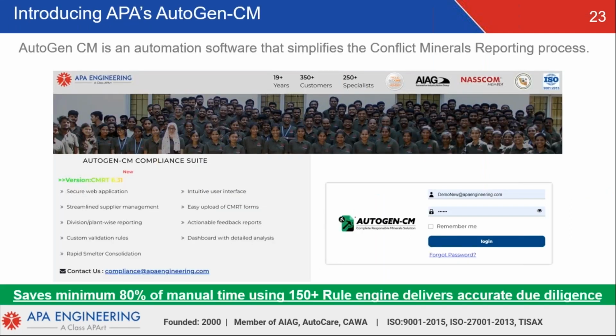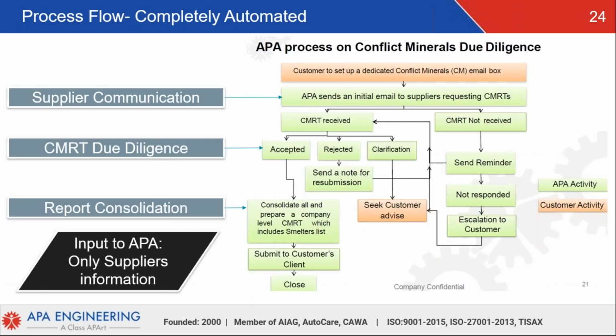We are currently at Autogen CM, our complete responsible mineral solution on the webinar agenda. Next slide. This is the Autogen CM tool's login page. Next slide. First, let's see the process flow for Autogen CM. The major modules are supplier communication, CMRT due diligence, and report consolidation. Once the supplier CMRT is received, it is passed through 150 plus validation criteria. A single click is sufficient to generate the report. We require only the supplier related information from the customer needs. Next slide.